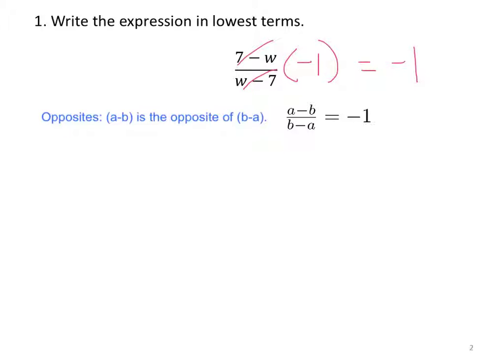Notice that this only works when two things are subtracted. If they're added, this does not work. So a plus b, the opposite of a plus b is negative a minus b, and that doesn't help you. So a minus b and b minus a are opposites.